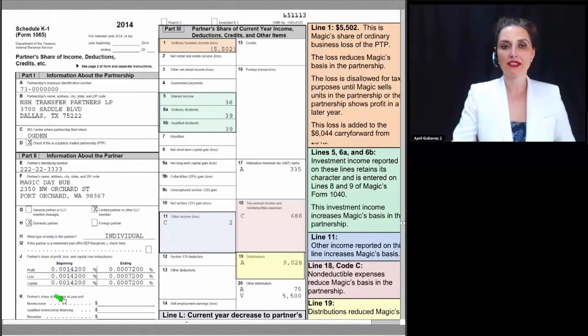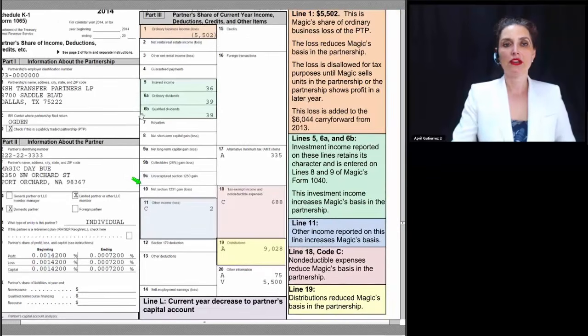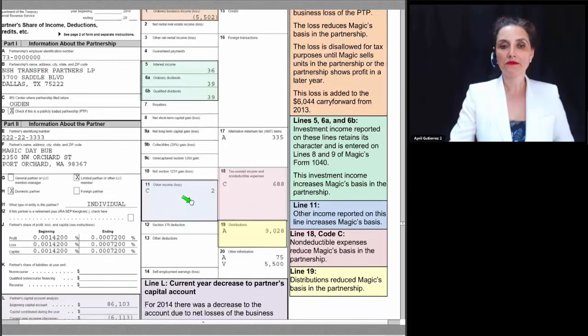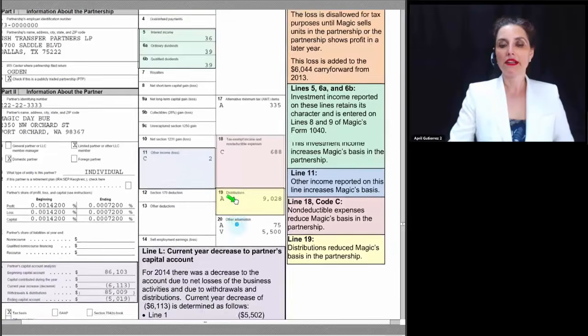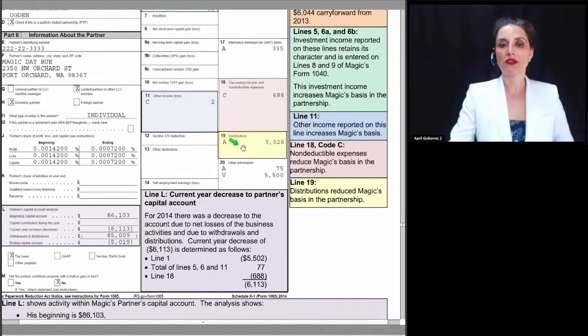So this particular K1 is showing that there is an ordinary business loss of $5,502. Because this is a PTP and it is a passive activity, that loss is not allowed unless there is income from the partnership. We also do have income. We have $36, $39 of dividend and interest income. We also have an extra $2 of income down here. But look at this. On box 19, we have a distribution amount of $9,028.